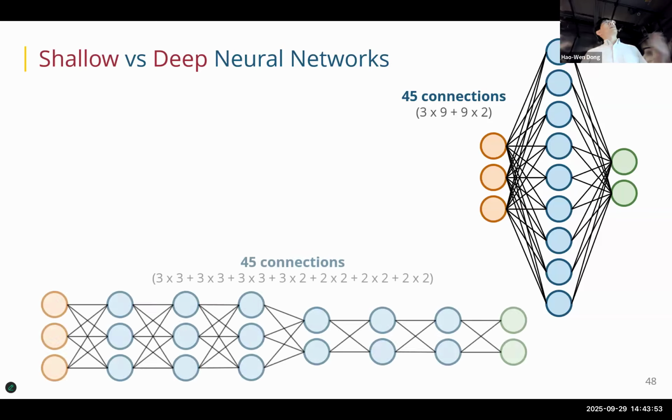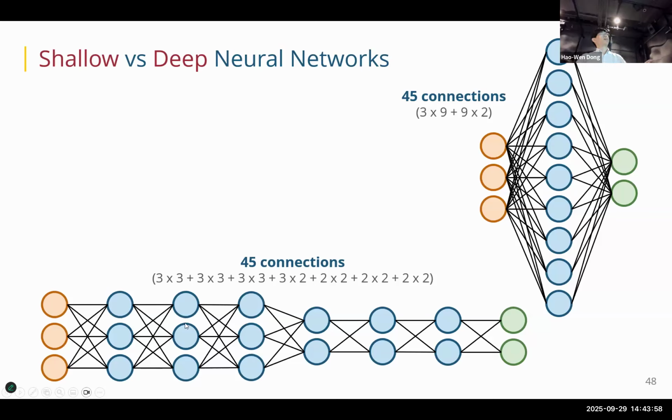So in this case, 45 connections, but you can also turn it into a very deep neural network where you have three neurons for 3 layers and two for 3 layers. If you calculate the number of connections, this would be 3 times 3, 3 times 3, 3 times 3, 3 times 2, 2 times 2, 2 times 2, 2 times 2. If you sum them up, it also sums to 45 connections. So these two have the same number of parameters.